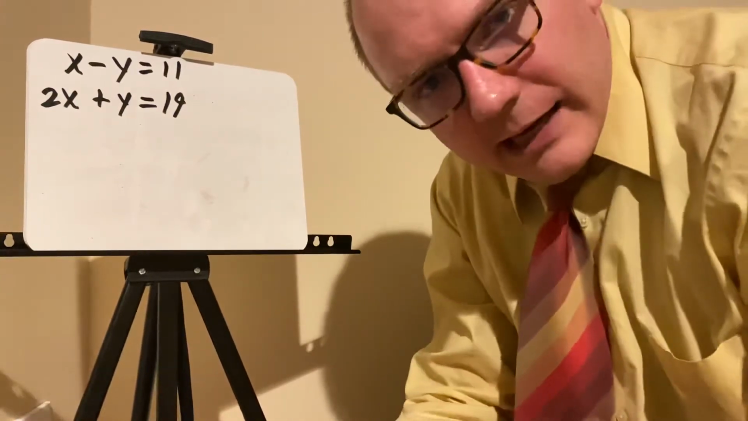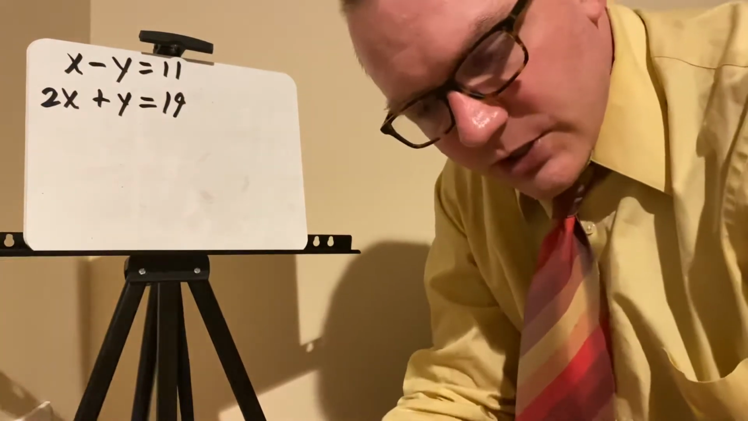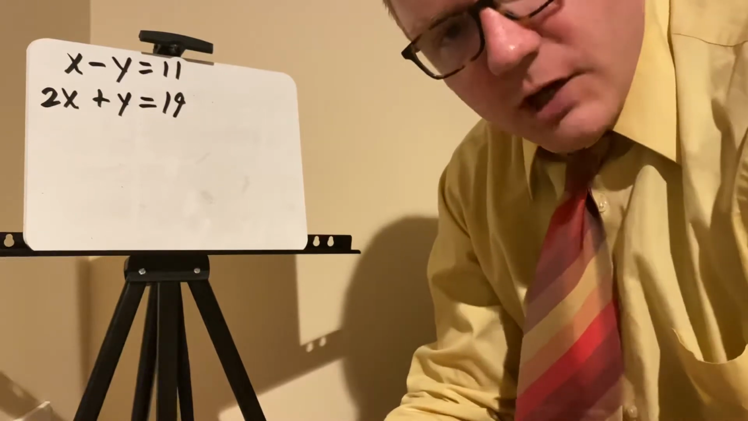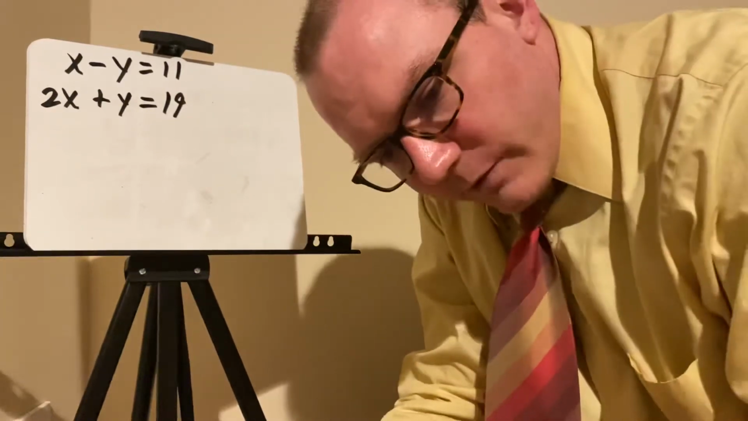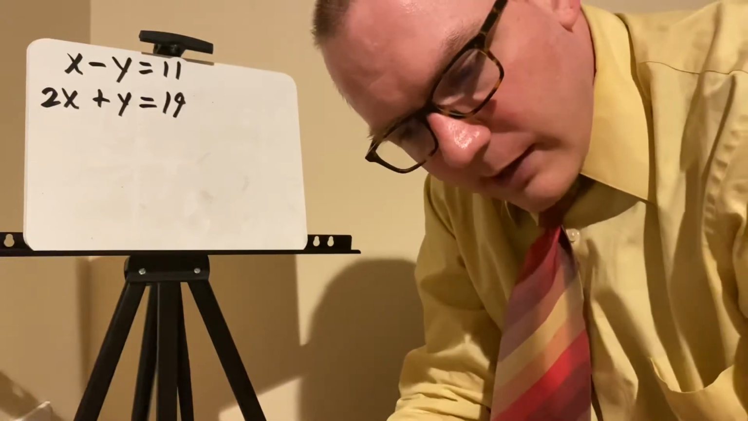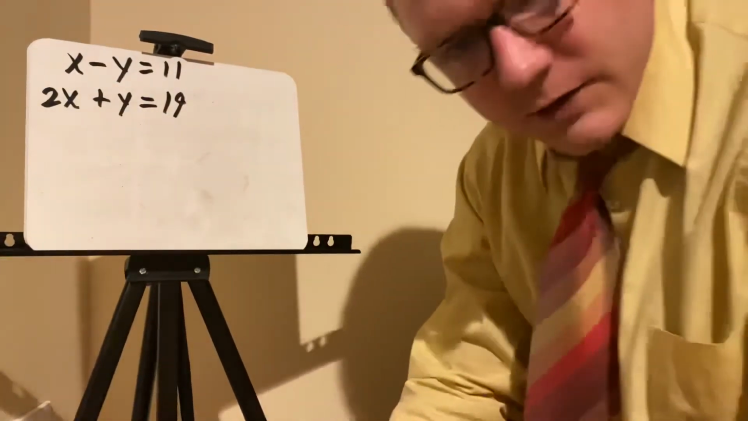We can actually add or subtract the entire equations from each other to eliminate one of the variables, solve for the variable that is left over, substitute back in, and solve for the other variable, and get your ordered pair for the solution to the system.